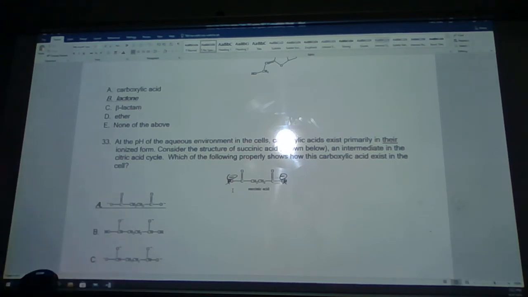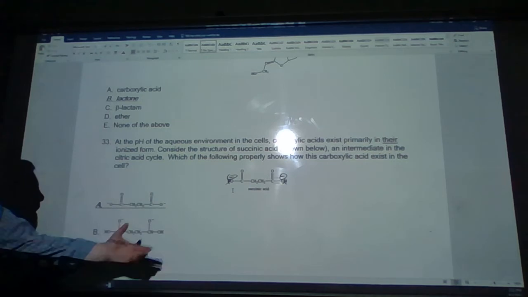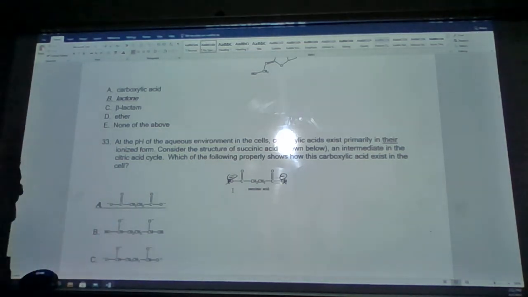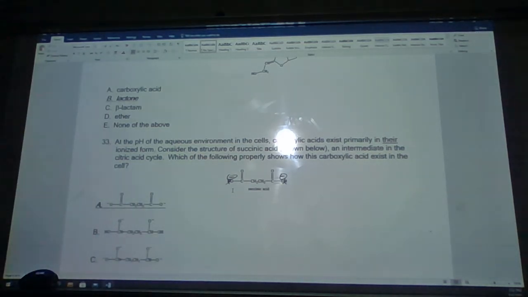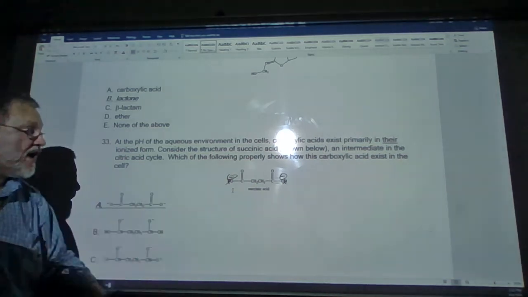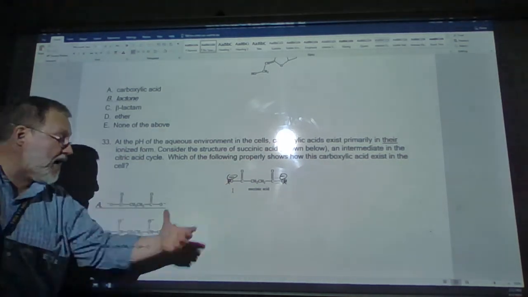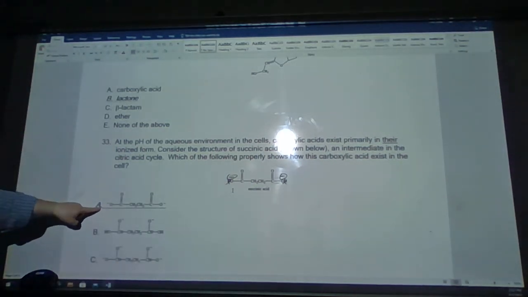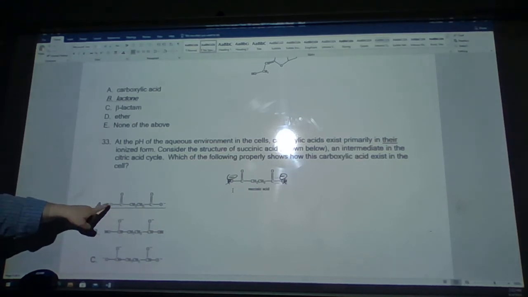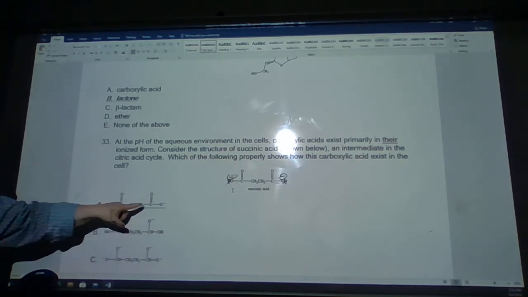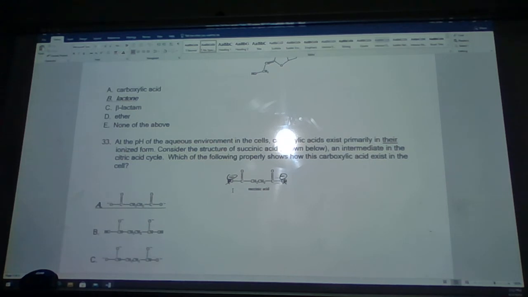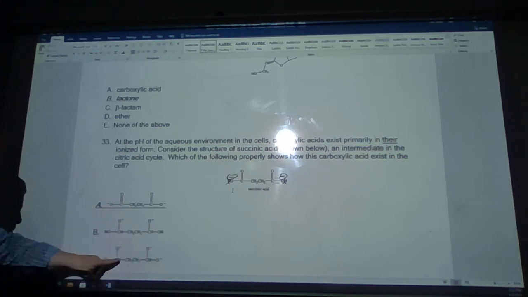Of the following, A, B, C, D, or E, which shows us the correct form in which this carboxylic acid exists inside the cell? Well, it's an acid. It loses the hydrogens. It becomes the minus species. So the correct answer is A. We have both the carbonyls and the minus oxygens. C is not correct. It does have the ionized oxygens, but it does not have both carbonyls.